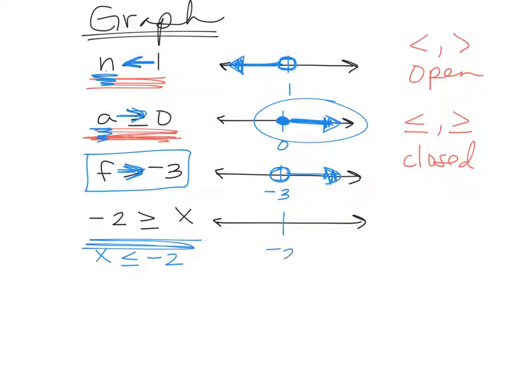So -2, open or closed dot? Closed dot. Which way does my arrow go? To the left. Everybody sings that song when we do that.